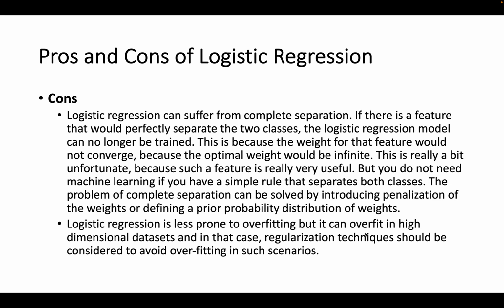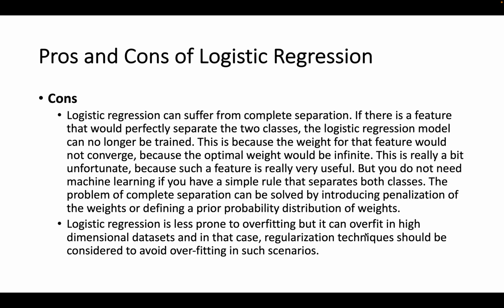Cons of logistic regression. Logistic regression can suffer from complete separation. If there is a feature that will perfectly separate the two classes, the logistic regression model can no longer be trained. This is because the weight for the feature would not converge, because the optimal weight would be infinite. This is really a bit unfortunate, because such a feature is really very useful. But you do not need machine learning if you have a simple rule that separates both classes. The problem of complete separation could be solved by introducing penalization of the weights or defining a prior probability distribution of weights.